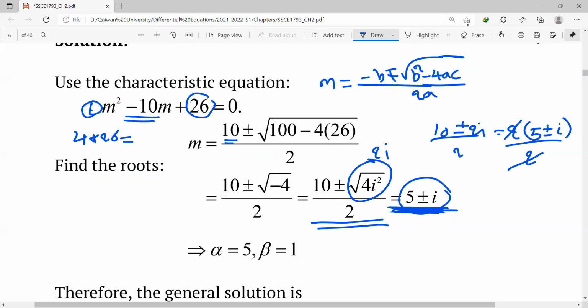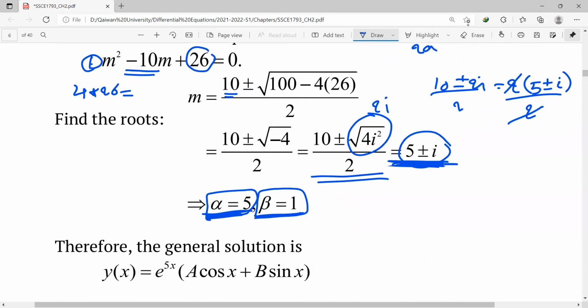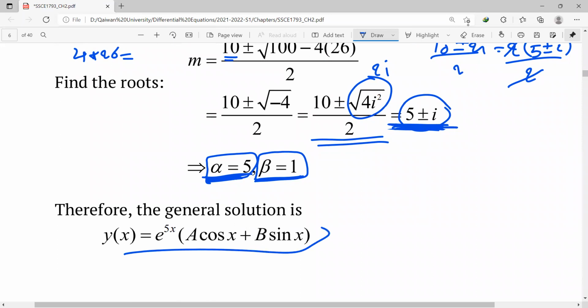That means it's the third case. Here we should determine what alpha and beta are. Alpha is the real part, and beta is the imaginary part. For the imaginary part, we don't take i, but we take all the others with i. Here we have one i, that's why the coefficient is not written. So beta is 1 and alpha is 5. What we do is replace alpha and beta in this formula by the values. So you get e to the power 5x times a cosine beta x plus b sine beta x, where beta is 1.